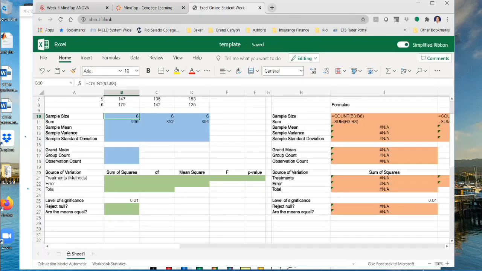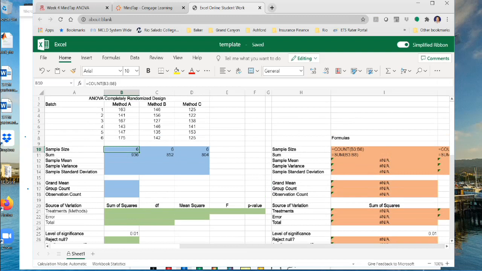So in here, what I'm using is a count. I have 6 items from method A, 6 items from method B, 6 items from method C. So in this cell, I used a count function, counting how many numbers there are. I could have just typed the number 6, but they want me to use these formulas. And then the formulas will show up over here.